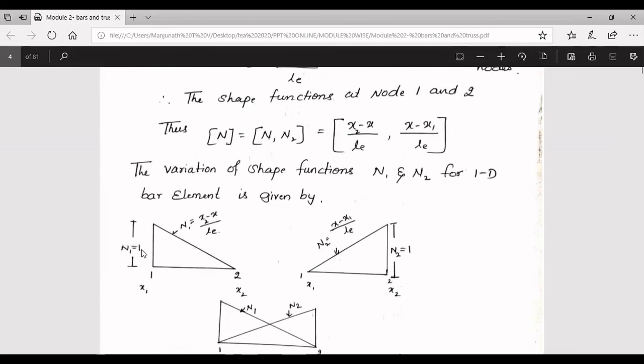Why is it only at node number 1 that N1 is equal to 1? As per the properties of the shape function, if the N1 value at a particular node is 1, or unity, then at all the remaining nodes the N1 value will be equal to 0. This is the main property of the shape function. Similarly, taking N2, if the N2 value is 1 at node number 2, then at all remaining nodes the N2 value will be equal to 0. These are the shape variation diagrams for the one dimensional bar element.